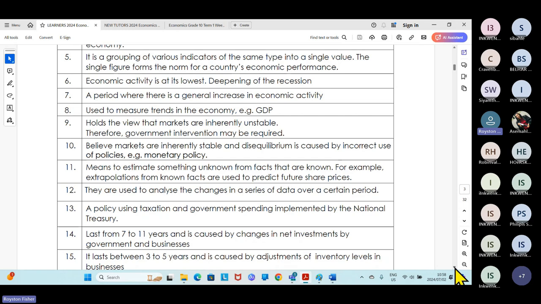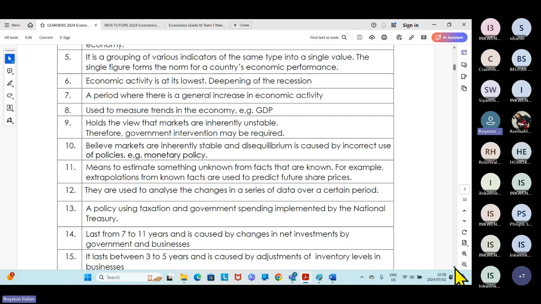Number nine holds the view that markets are inherently unstable, therefore government intervention may be required. And then I'm also going to do number 10 simultaneously, so I just want to show you something as well relating to that. Number 10 believes that the markets are inherently stable and disequilibrium is caused by incorrect use of policies, for example, monetary policies. So both have to do with some sort of reason. That is my clue or approach, sorry, approach. So there are two approaches that you could use.